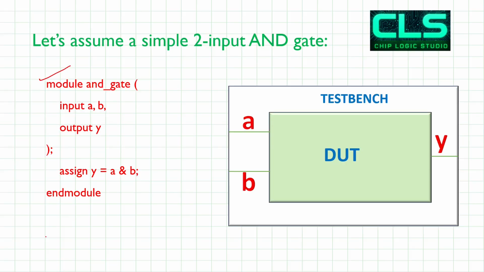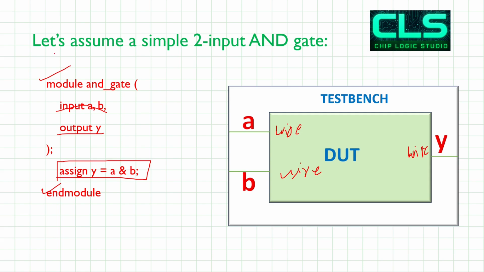As in all the videos, the input module has inputs A and B, and the output is Y. Here is our assign statement, which is our logic: A and B will be the output. And here I haven't declared a wire because the default data type is wire. The default data type in Verilog is wire; in SystemVerilog it is logic. So here is a wire, here is a wire, and here is a wire.